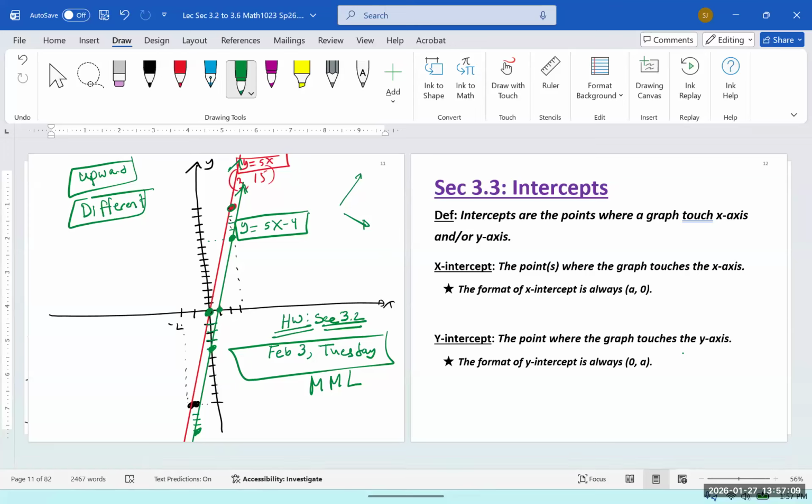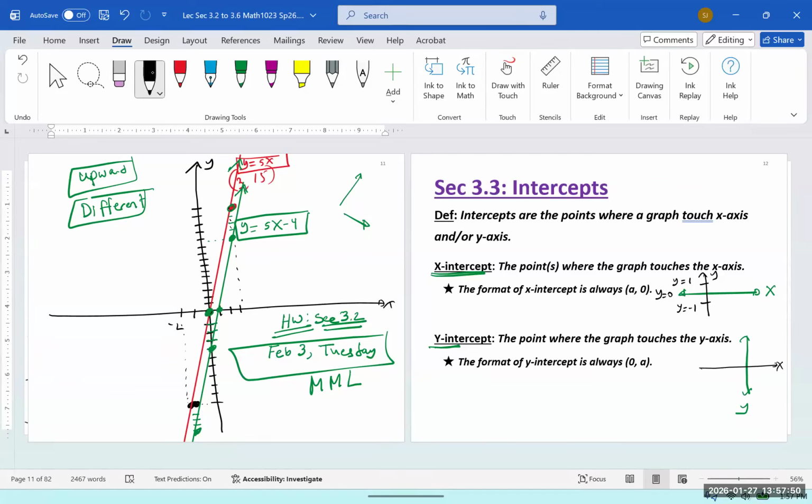Intercepts. Intercepts means you're crossing x and y axis. X-intercept means you're crossing the x-axis. And y-intercept means you're crossing the y-axis. So let's say this is our y here, and let's say this is our x here. So when you go through x-axis, in the x-axis, our y value is always 0. So y equals 0 is here, y equals 1 is here, y equals -1 is here.